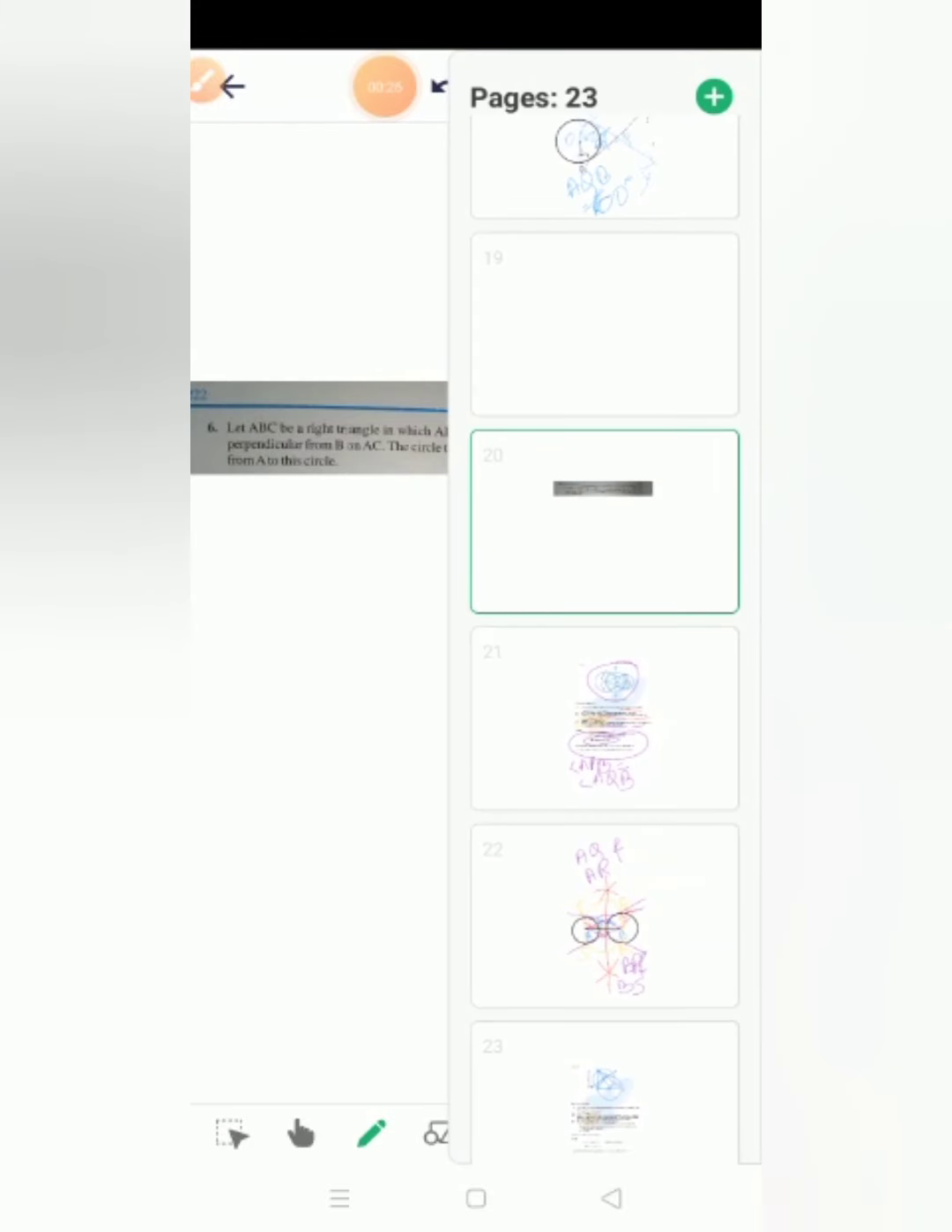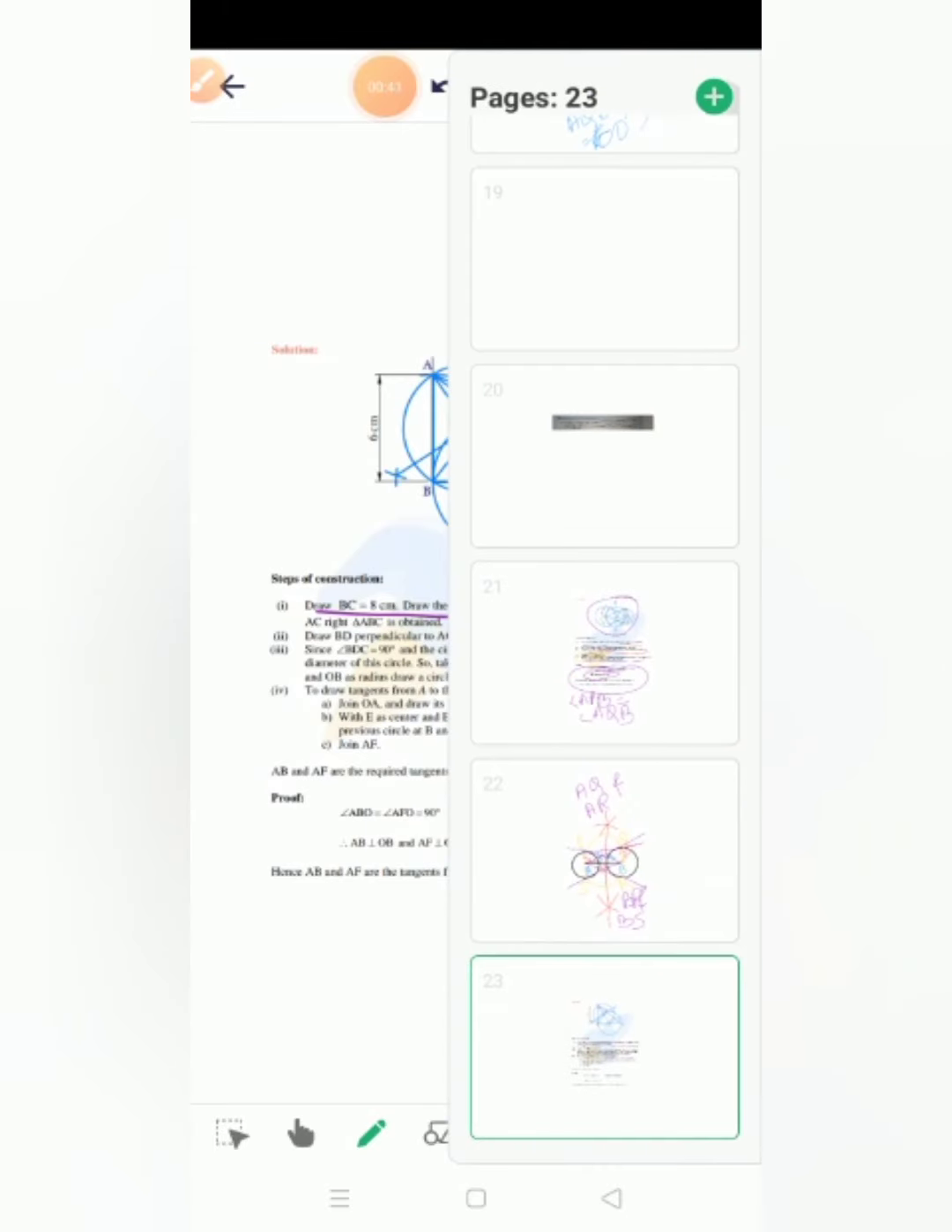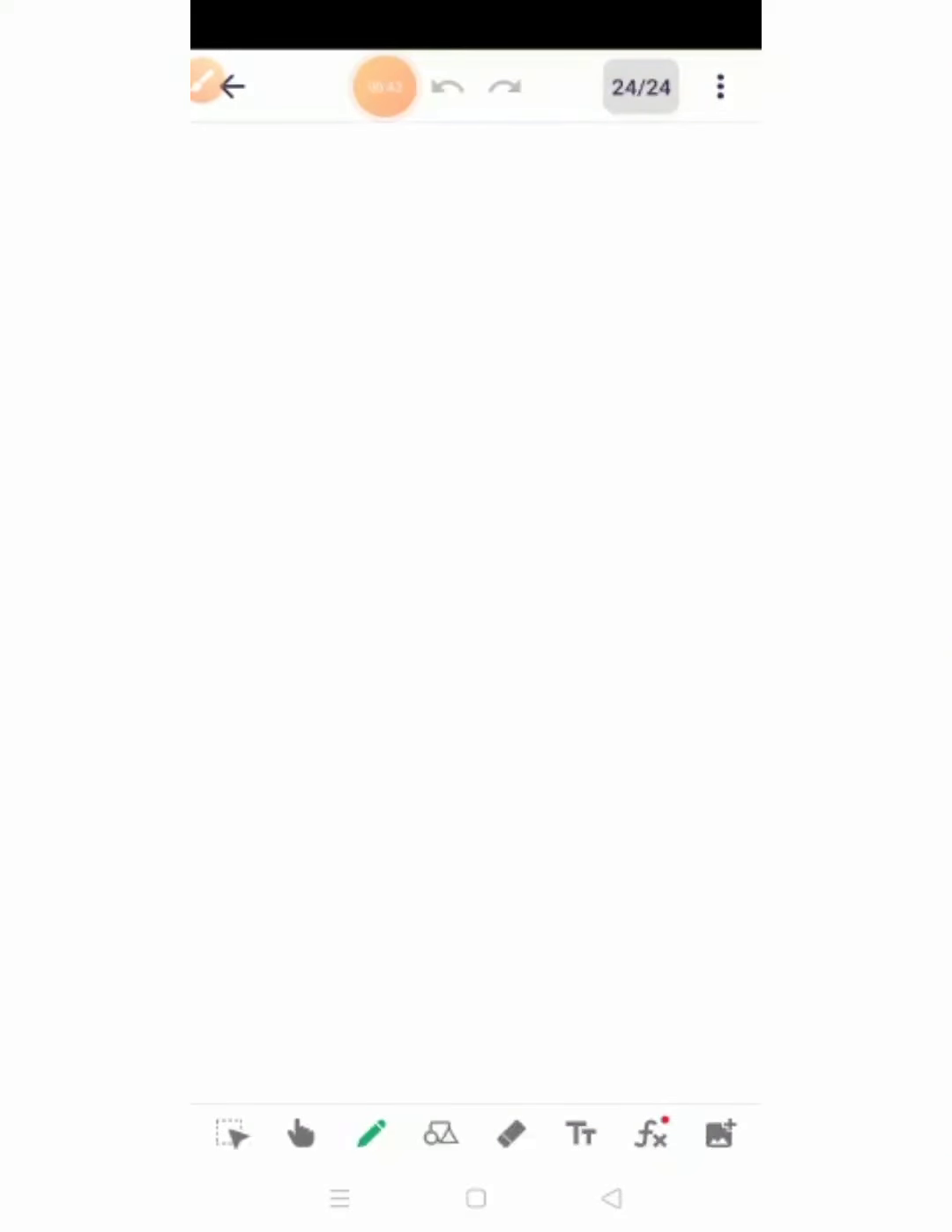First, I think we need to construct the triangle, right? Draw BC equal to 8 cm and draw the perpendicular at B. Let's first obtain the triangle ABC. To obtain the triangle, take BC.